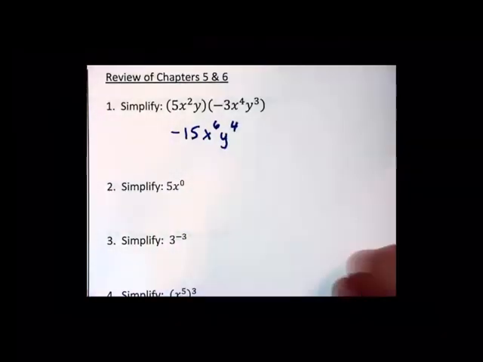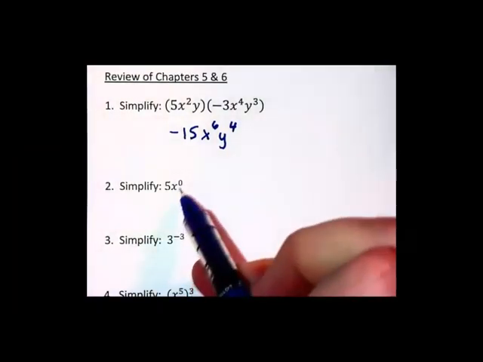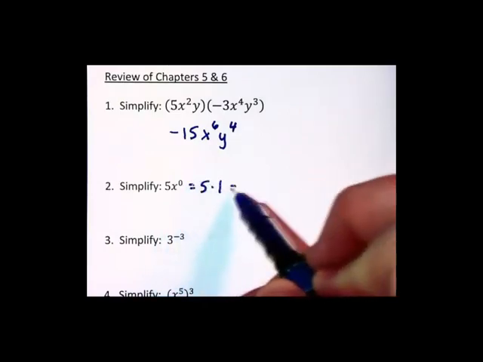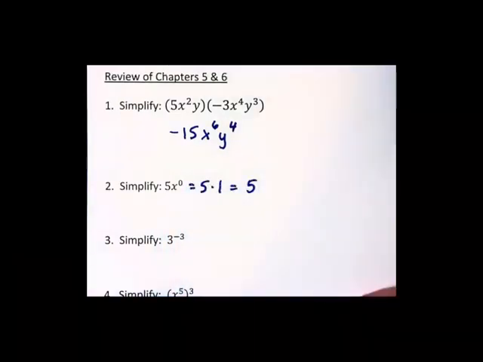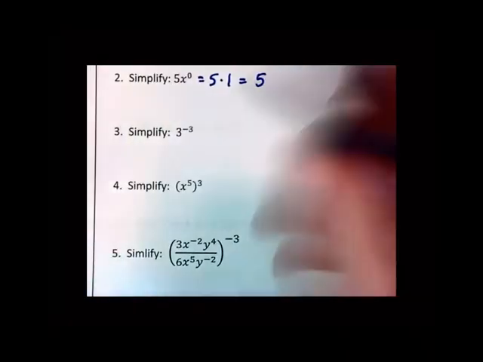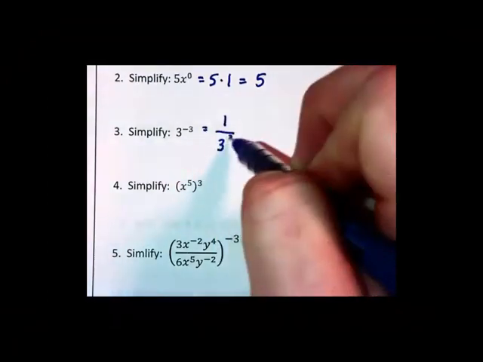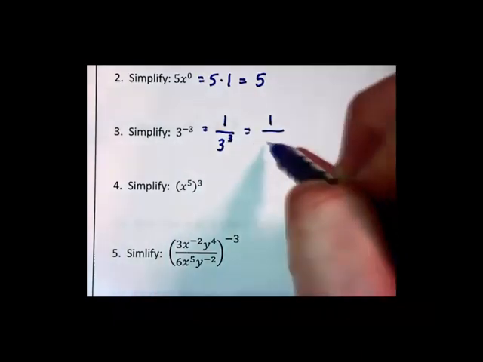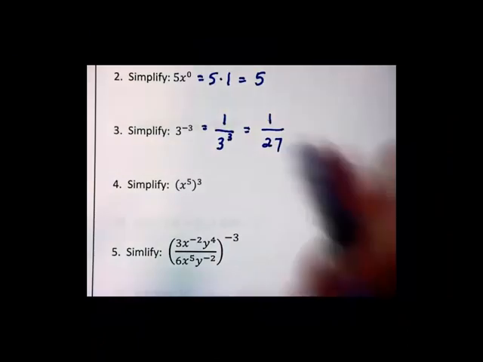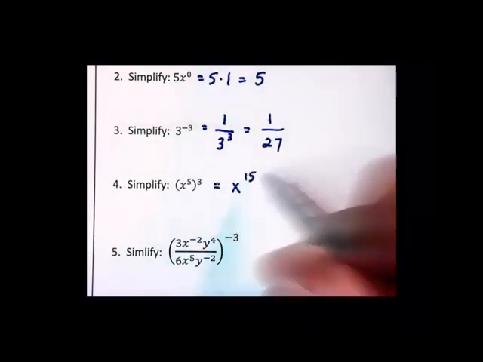Okay, the next problem. We know that anything to the 0 power is 1, but this exponent of 0 only applies to the x. So we're going to have 5 times 1 here, which makes 5. Number 3. A negative exponent says I get to be moved down to the denominator. So we get 1 over 3 to the 3rd, which becomes 1 over 27. In number 4, we're going to multiply exponents whenever we have a power to a power, and that will give us x to the 15th.